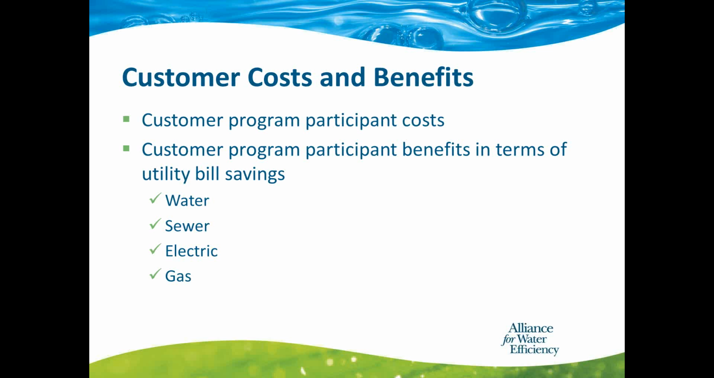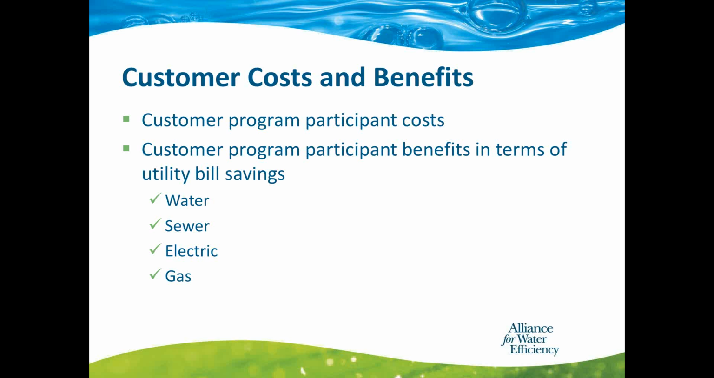Next up, we don't just look at the costs and benefits on the utility side, we also look at the customer. So any customers that participate in a program are going to experience potentially some costs and also some benefits. So let's say we rebate a toilet, but we don't rebate the full cost of it. We assume the customer then will experience some cost to make that change in their household. So they can get benefits in terms of their utility bills, and in the tracking tool we look at the water bill, sewer bill, electric, and gas.